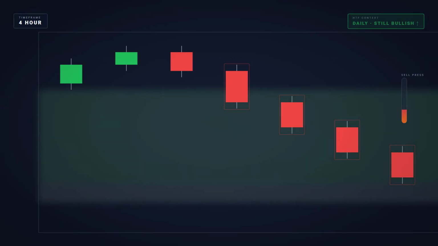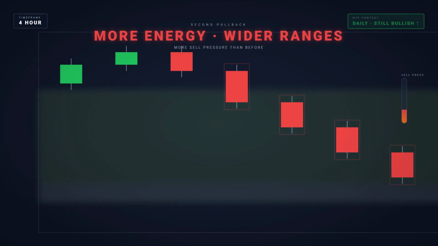The pullback following the new high is different from the previous one. The first pullback was slow, measured, compressed. This one has more energy behind it.